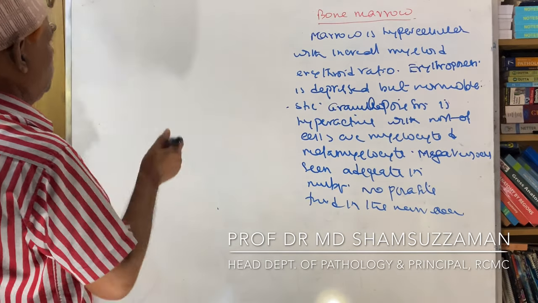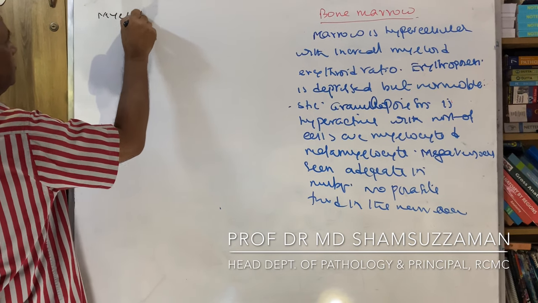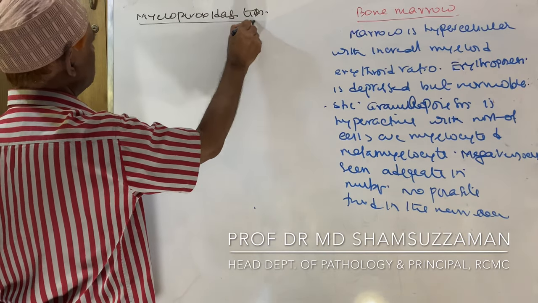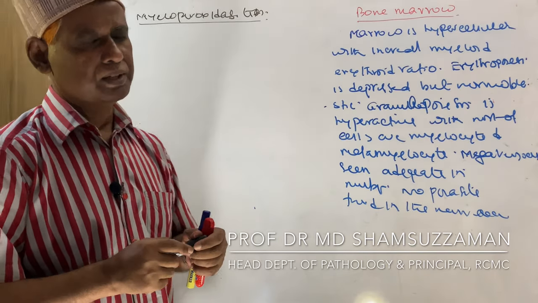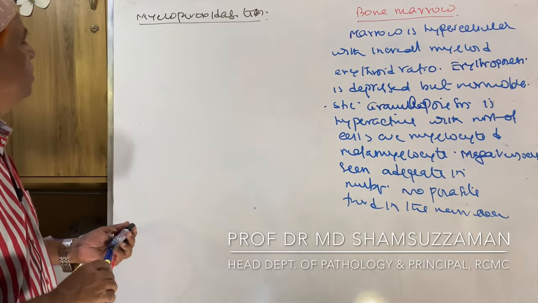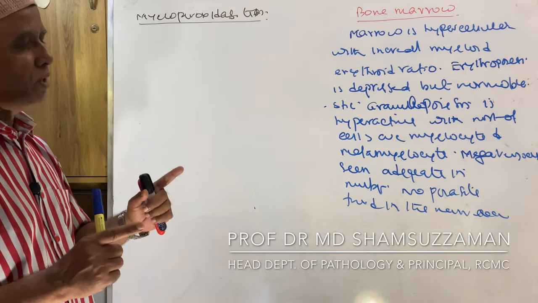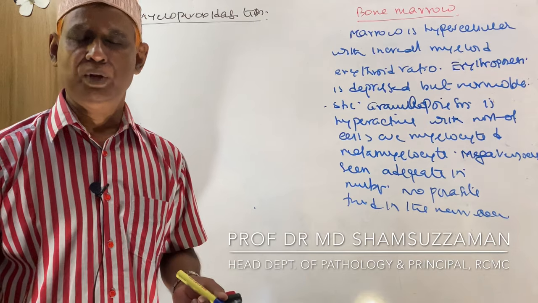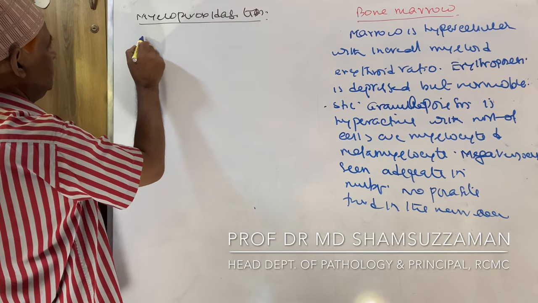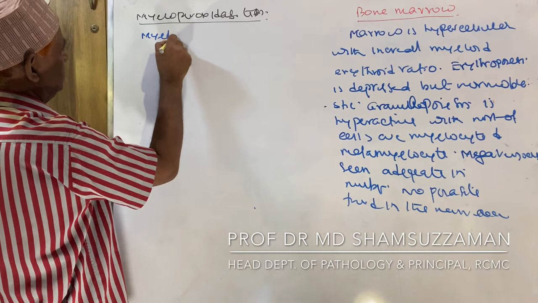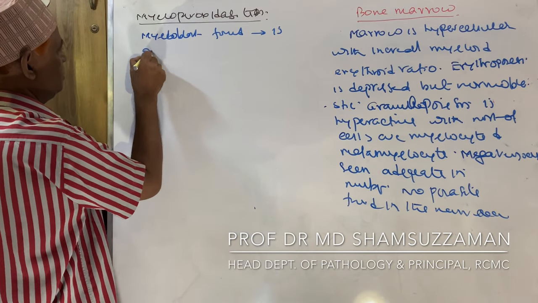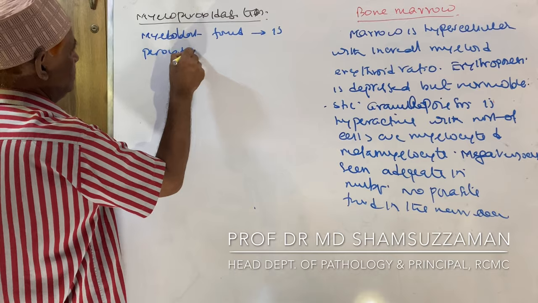Now come to the myeloperoxidase test. Dear audience, as it is a case of chronic myeloid leukemia, we will get most of the cells as myelocytes and metamyelocytes, along with a few myeloblasts also. If we do the myeloperoxidase test for chronic myeloid leukemia, the myeloblasts found along with the myelocytes and metamyelocytes will be peroxidase positive. So in case of CML, the few myeloblasts found are peroxidase positive.